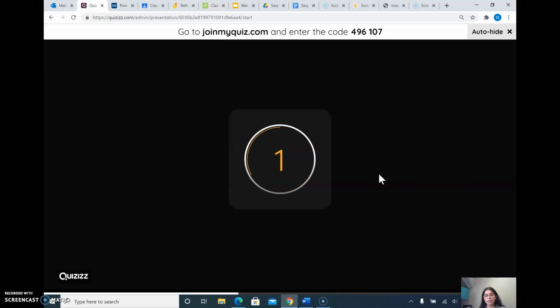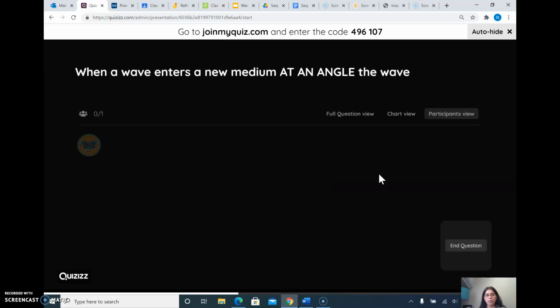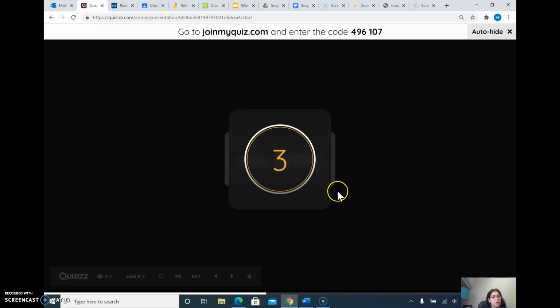To understand further, let's see how much you have learned. There is a question. When a wave enters a new medium at an angle, then the wave will do what? It's at an angle, it's not straight. Okay, when it moves at an angle, what happens? Same direction or change direction? It will change the direction. That's right. Good job. Now, here is another question.